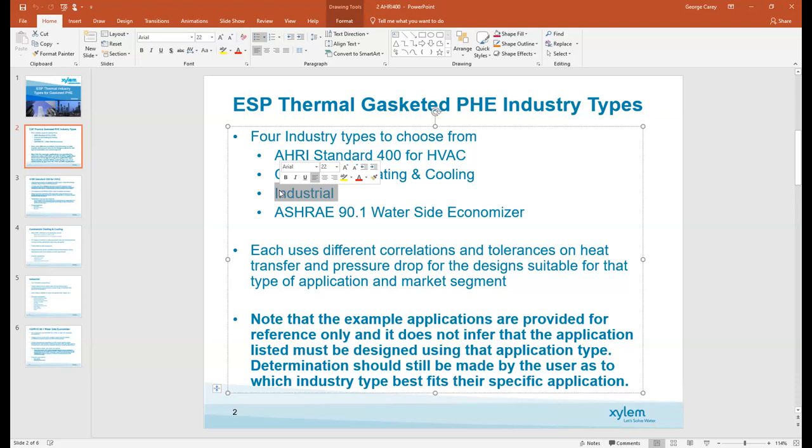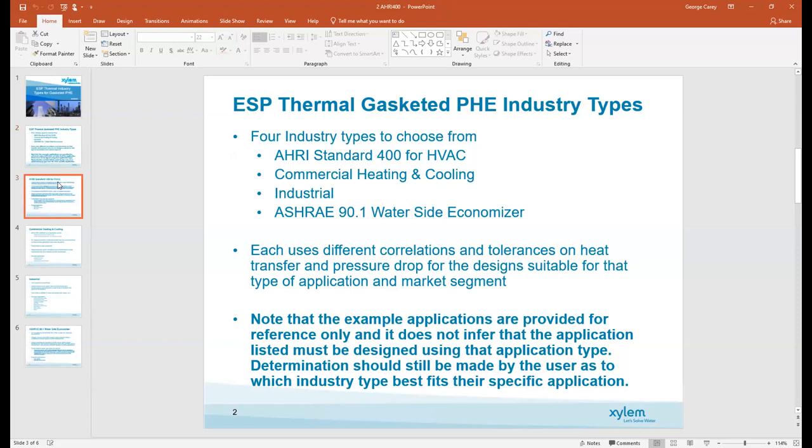The last one is ASHRAE 90.1 water side economizer. Ultimately, that really is AHRI Standard 400. The only difference in the software is that when you go to select and put your parameters in, it already has your allowable pressure drop factored in to match ASHRAE 90.1, but ultimately it is Standard 400.